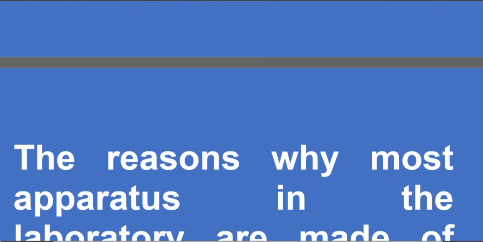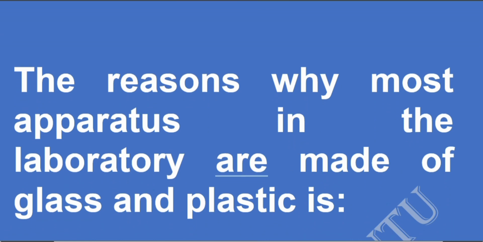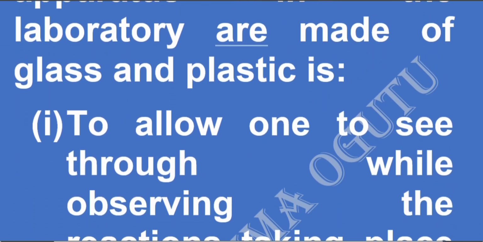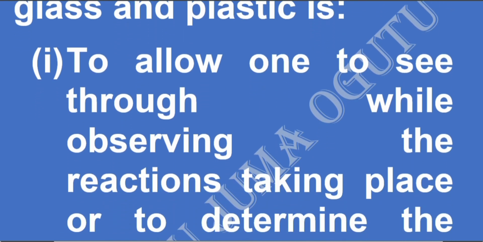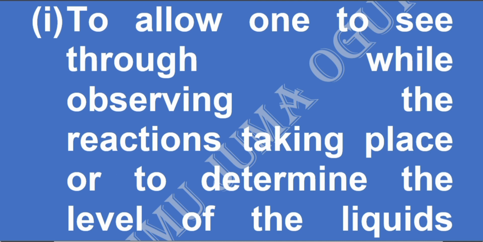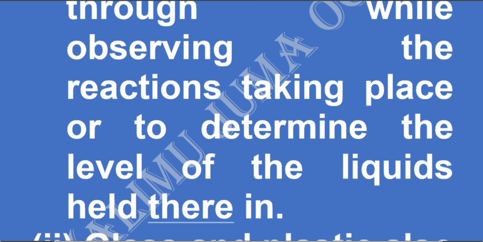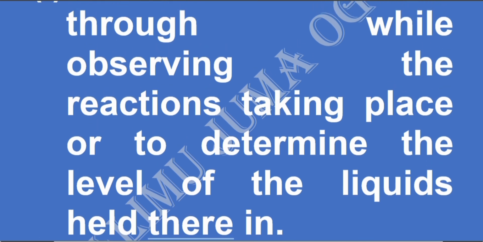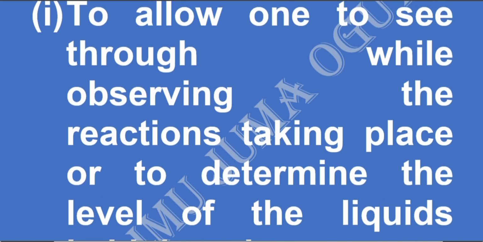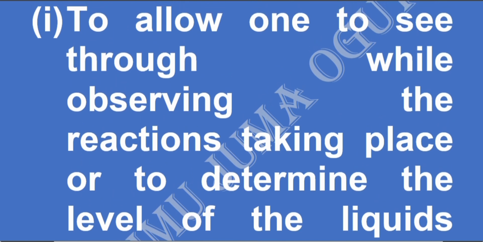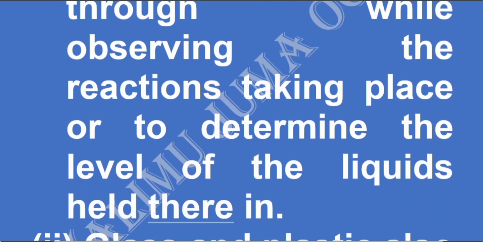We are saying that the reason why most apparatus in the laboratory are made of glass and plastic is, number one, to allow one to see through while observing the reactions taking place, or to determine the level of the liquids held therein. Remember, we will have to observe the reaction, but we will not look inside the glass through the open end. We just see through because it is transparent. So you have just to see through the glass because of this transparency, while observing, and we can also determine the liquid held therein.